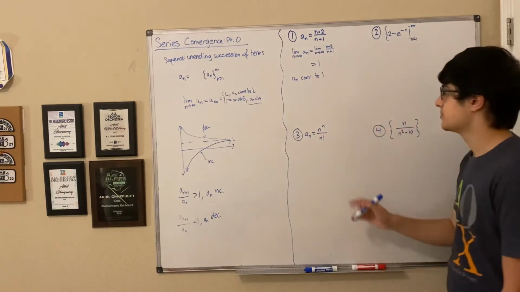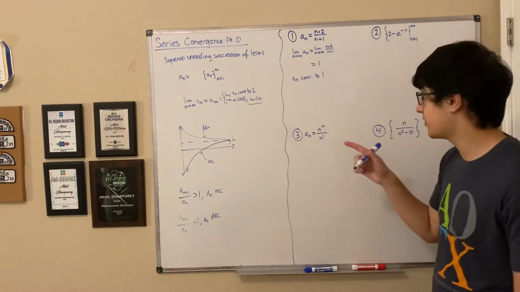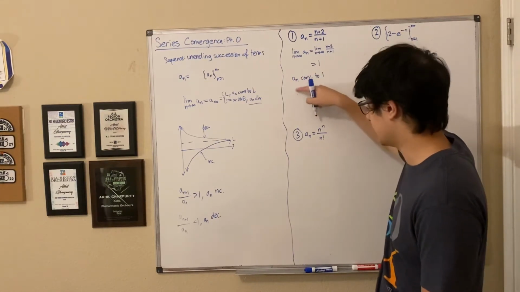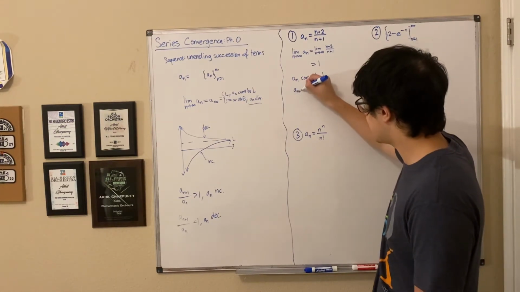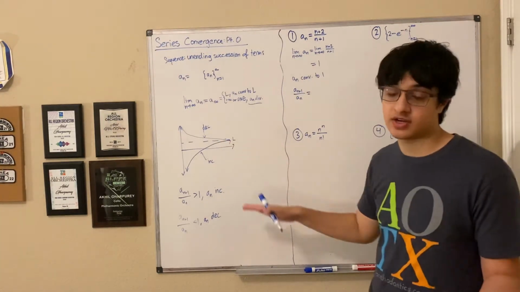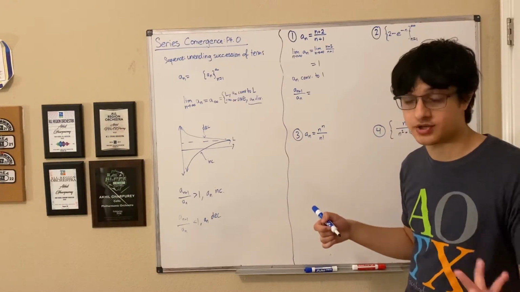Now, what type of bound is this? That's what we want to do next. So, we just want to take the ratio, not the limit, the ratio, a sub n plus 1 over a sub n. And we can also call this monotonicity, by the way, or if the sequence is monotone.